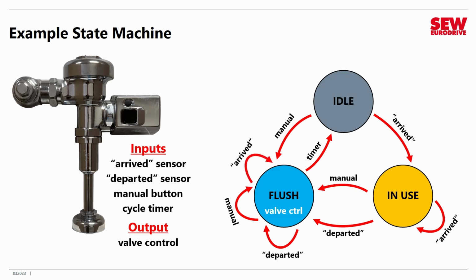And here's a third one. What if you arrive when it's flushing? Should you go into in-use? Well, no, you need to complete flushing first. So again, you ignore it until the timer exits that state, goes to idle, and then arrived will properly put you into in-use. So that is the complete system. We've documented every sensor possibility, every possible transition. We've covered all our bases.